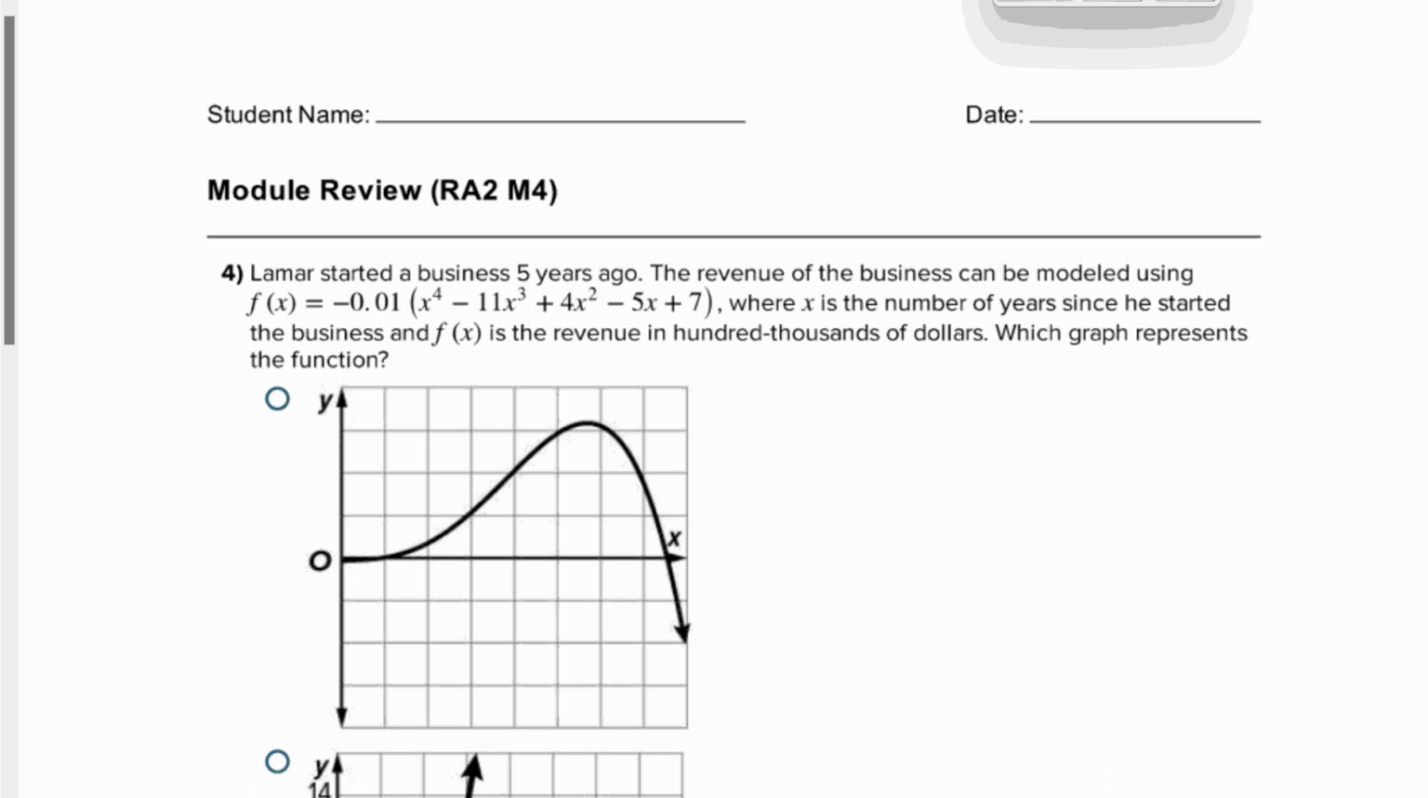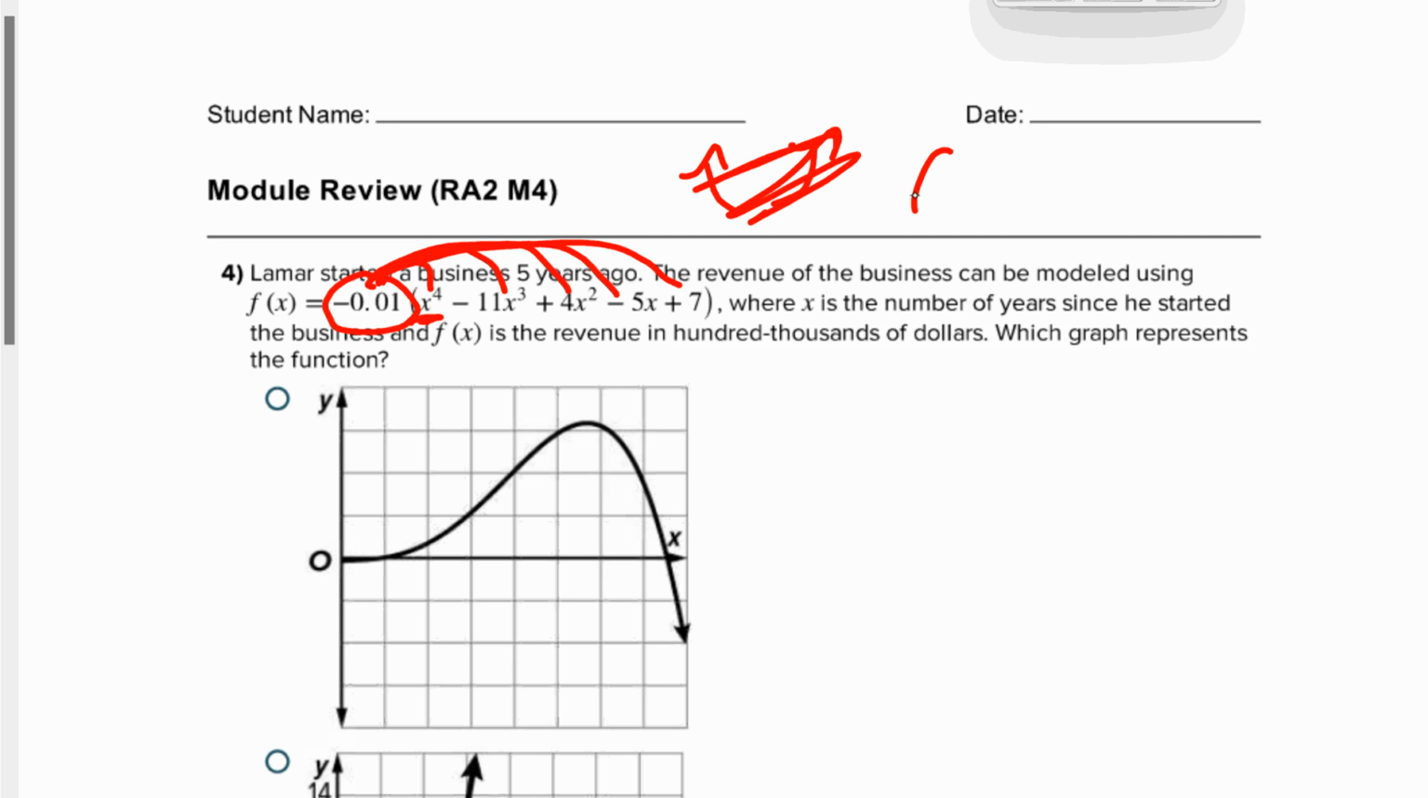Looking at number 4 here, we have Lamar, who started a business 5 years ago. The revenue, what he's bringing in, can be modeled by this equation. We have an x to the 4th, so we know we normally go up and up, but because of this a on the outside, our lead coefficient would be distributed into all these. So that's going to be negative 0.01 x to the 4th. That means it's going to flip and go down and down.